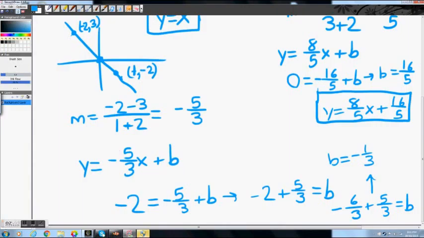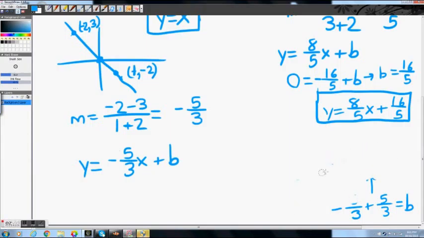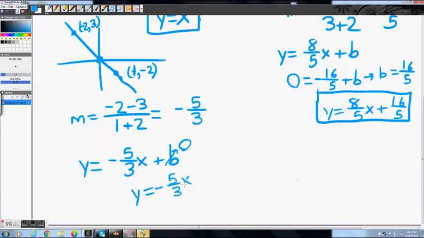Oh, wait, I made a large mistake. I'm sorry. Wait 1 second. So, this one only passed through the origin, so the b is 0. And our line is just going to be y equals negative 5/3 x. So, if we are going to try to find b.